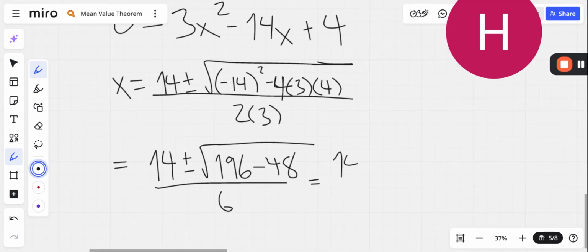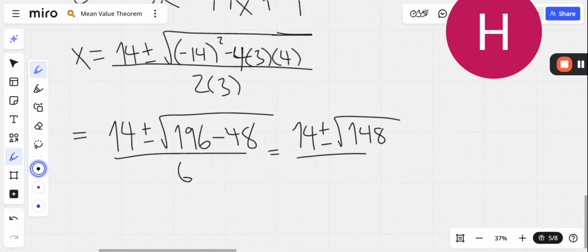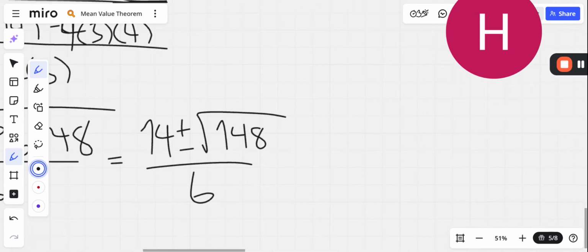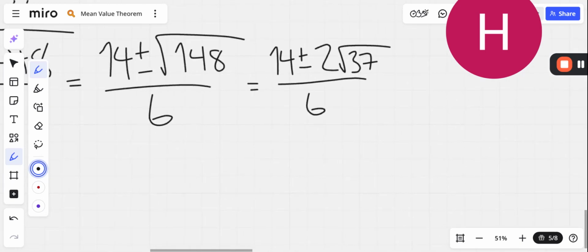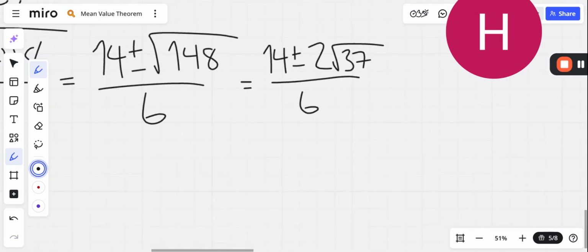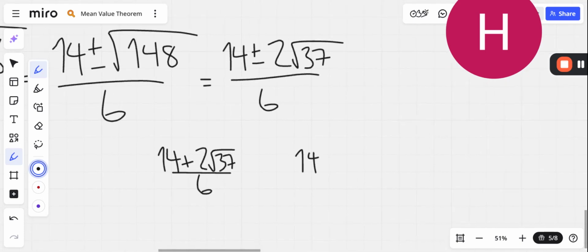Okay, these numbers are not the nicest, cleanest to work with, but it's really not anything back-breaking here. 148 over 6. We can clearly take a 4 out of that, which means we can take a root, a 4 out of that rather, and that leaves us with 37. Now, 37 does not break up anymore. So we have two options to consider here, guys, because we have a plus or minus situation. So 14 plus 2 root 37 over 6, or 14 minus 2 root 37 over 6.